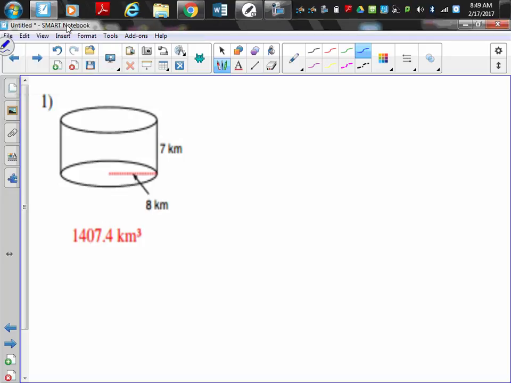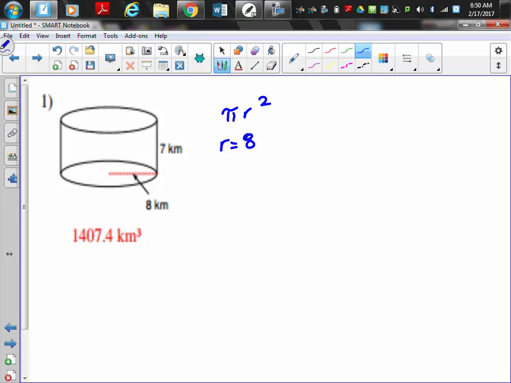So here's our first problem, and here's the answer that it was looking for. The first thing that we know is we have to find the area of the bottom. So pi r squared. Do we have our radius? The 8 is the radius, so we need r equals 8 squared.